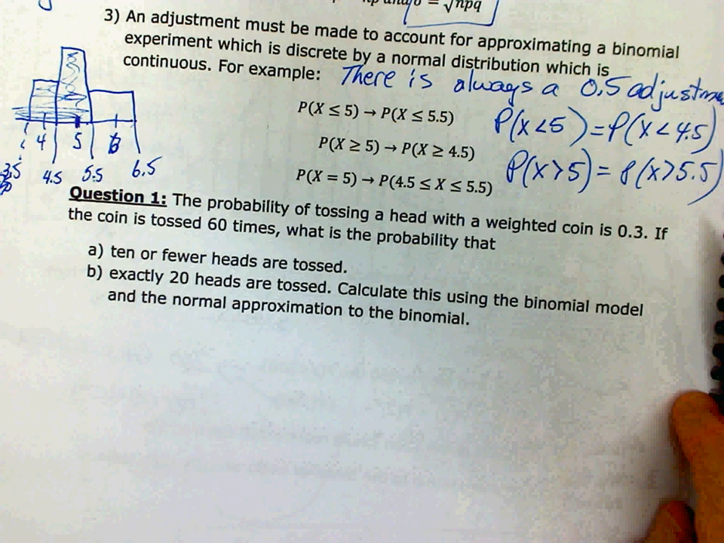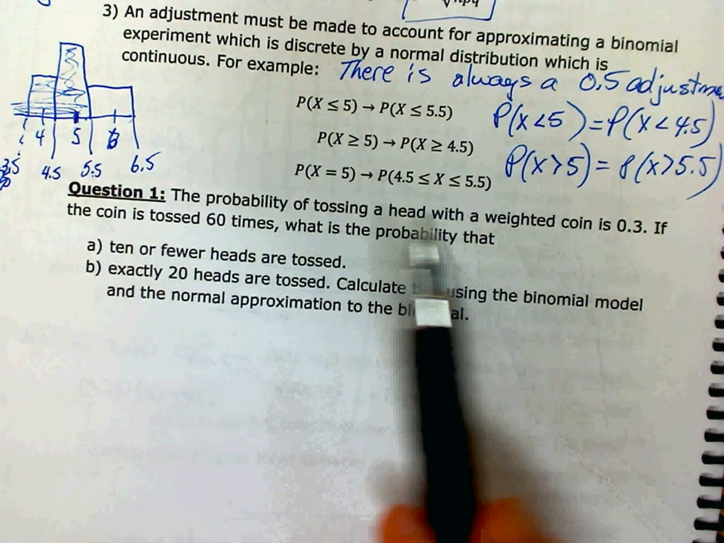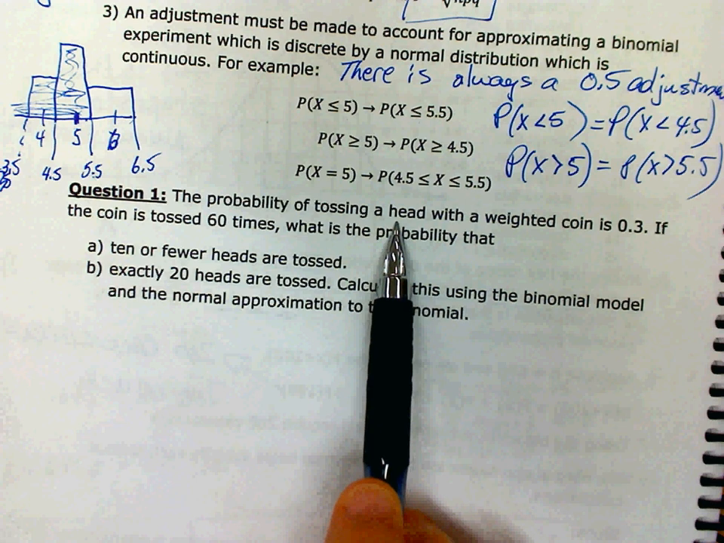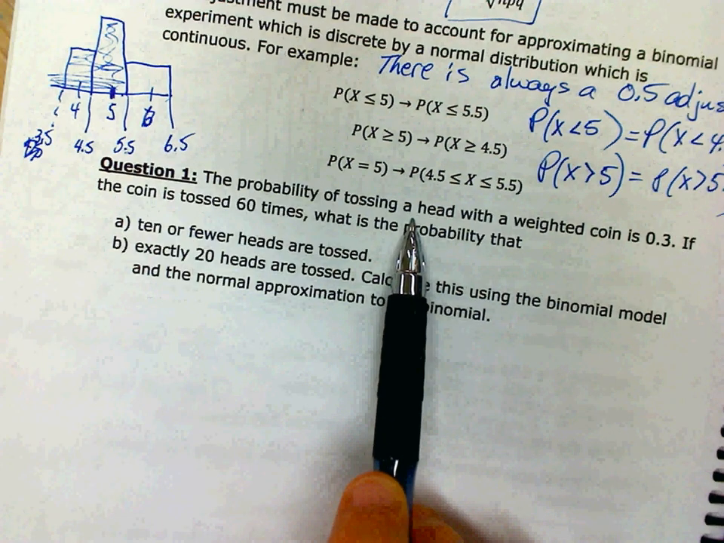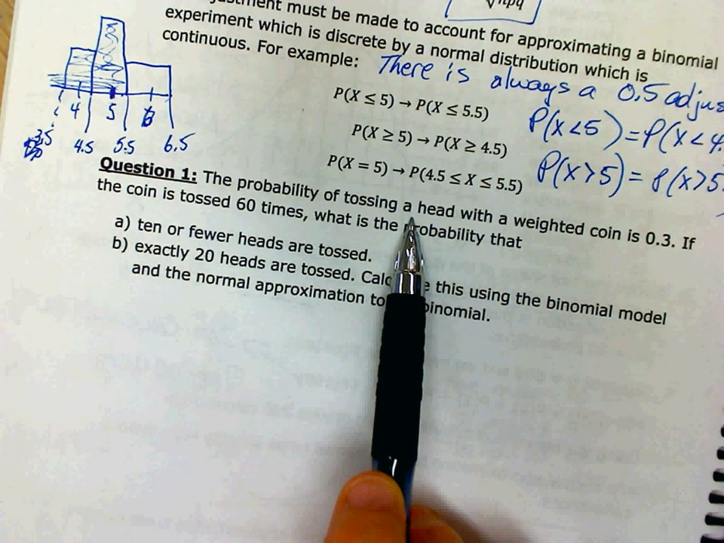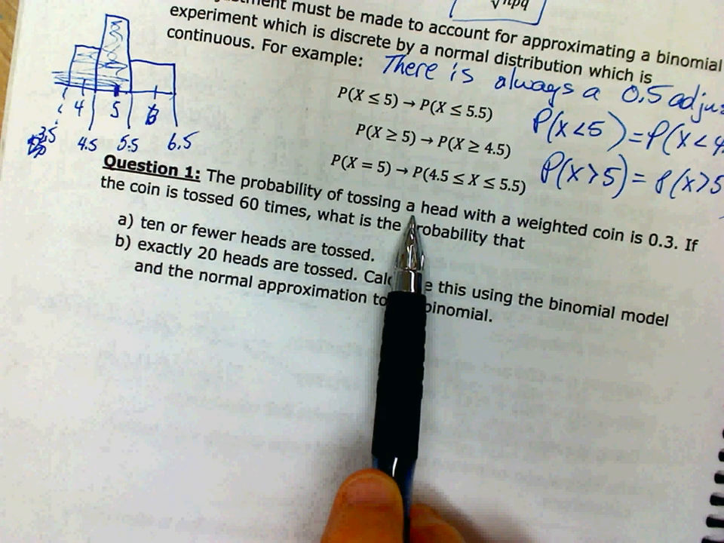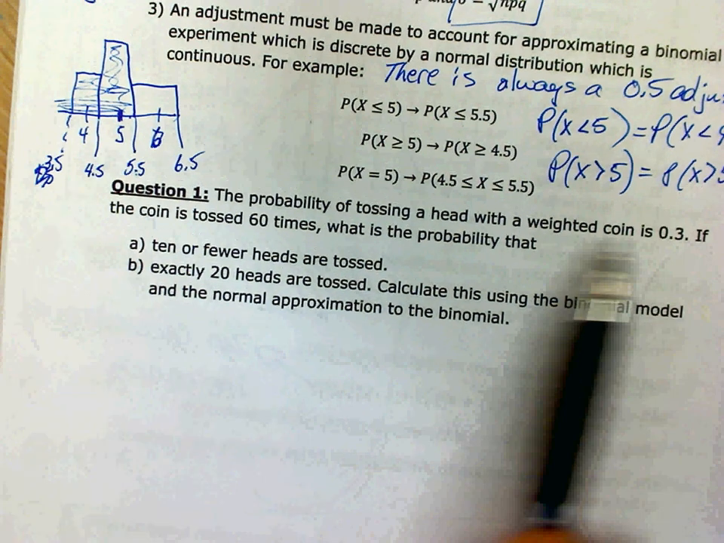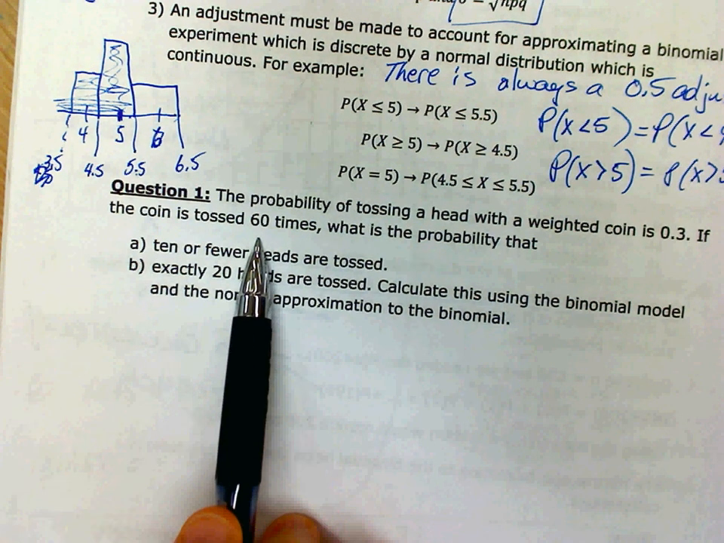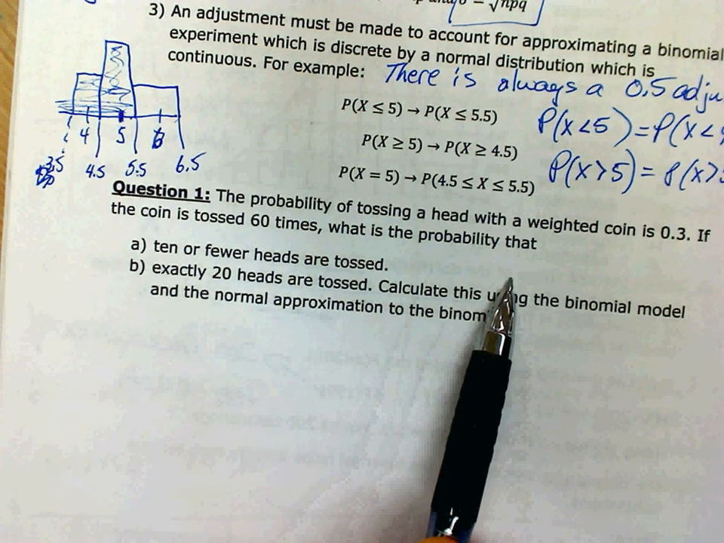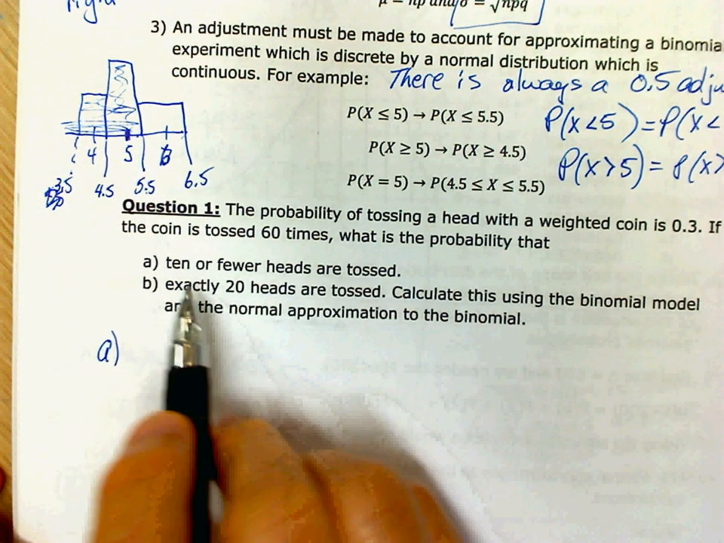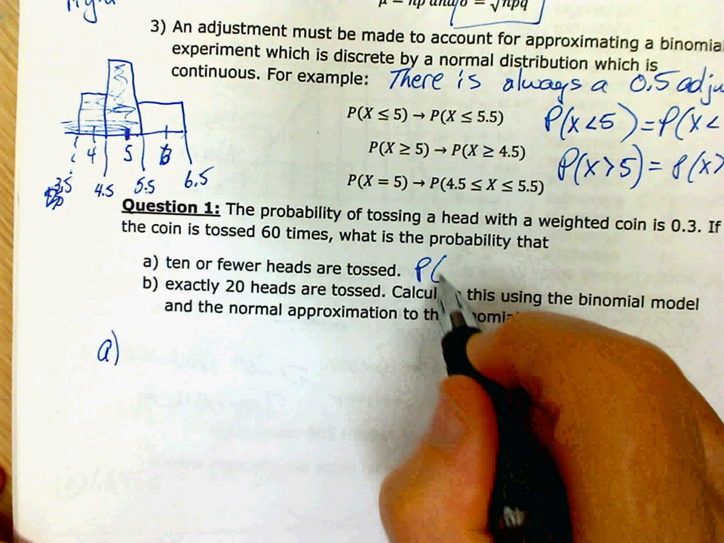Okay. Question 1. The probability of tossing a head with a weighted coin is 0.3. If the coin is tossed 60 times, what is the probability that A? We want the probability, we're really looking 10 or fewer.